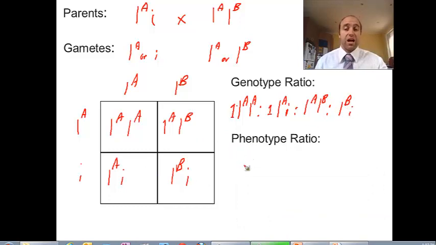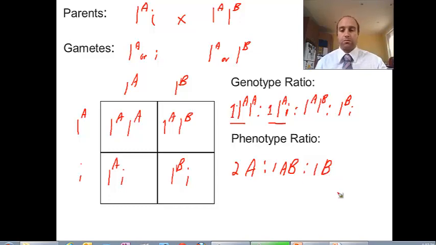Let's have a look at how they'd actually appear as phenotypes. We'd have two individuals who are going to have blood group A, one individual who's going to be AB, and one individual who's going to have blood group B. So 50% are going to be A, and 25% each of the other two, AB and B.